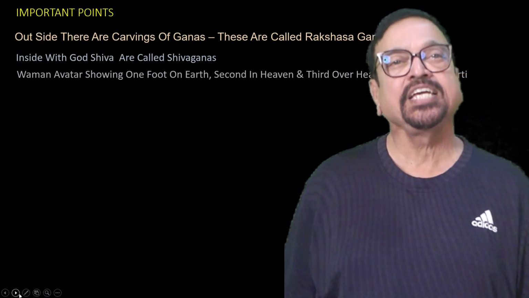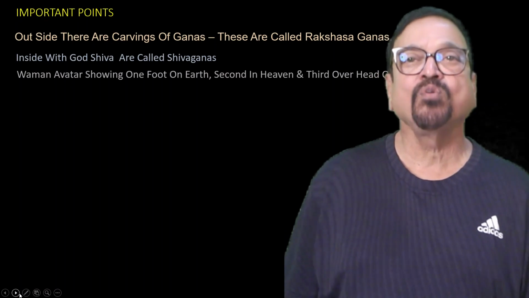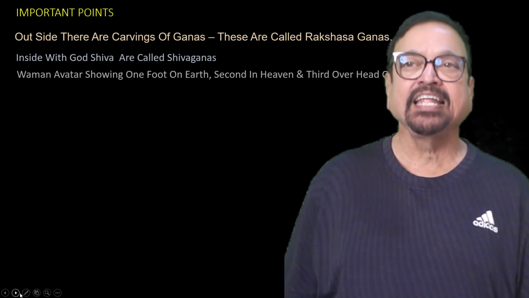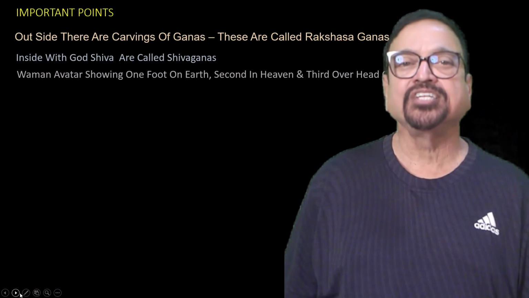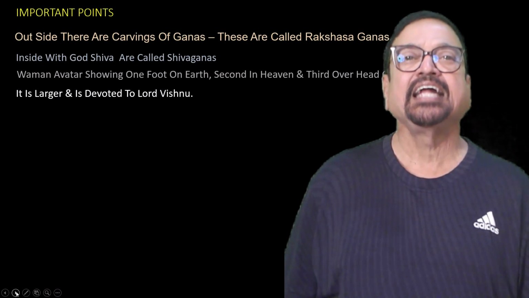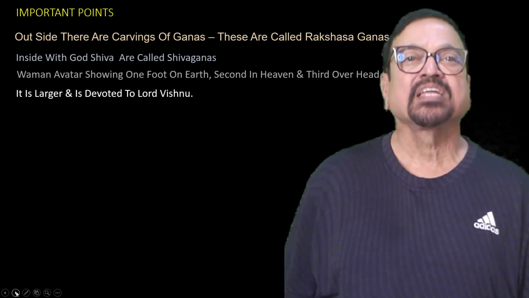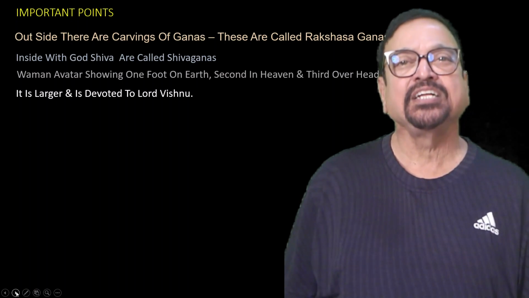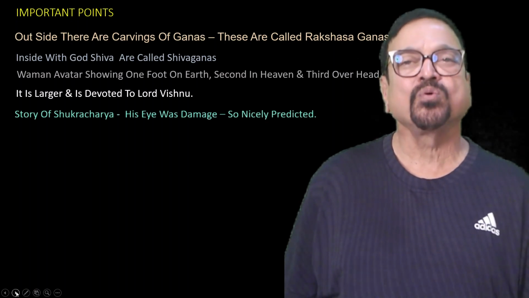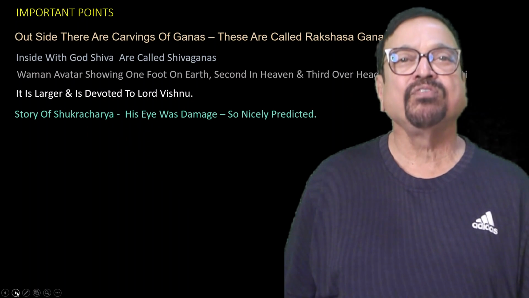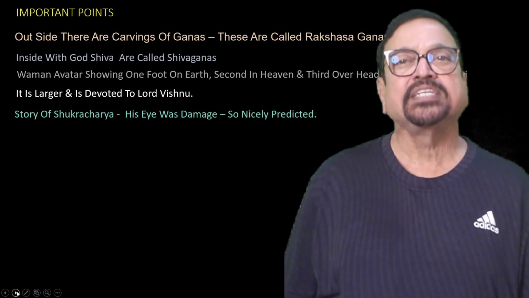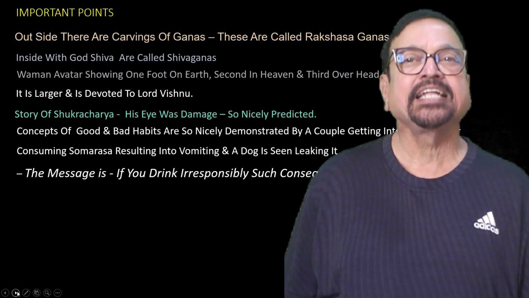Then we can also see the Vamana avatar showing one foot on the earth, the second in the heaven, and the third over the head of Bali Chakravarti. He was a king and he had promised, and the temple is larger and devoted totally to Lord Vishnu. The story of Shukracharya, how his eye was damaged, is nicely depicted in this temple.